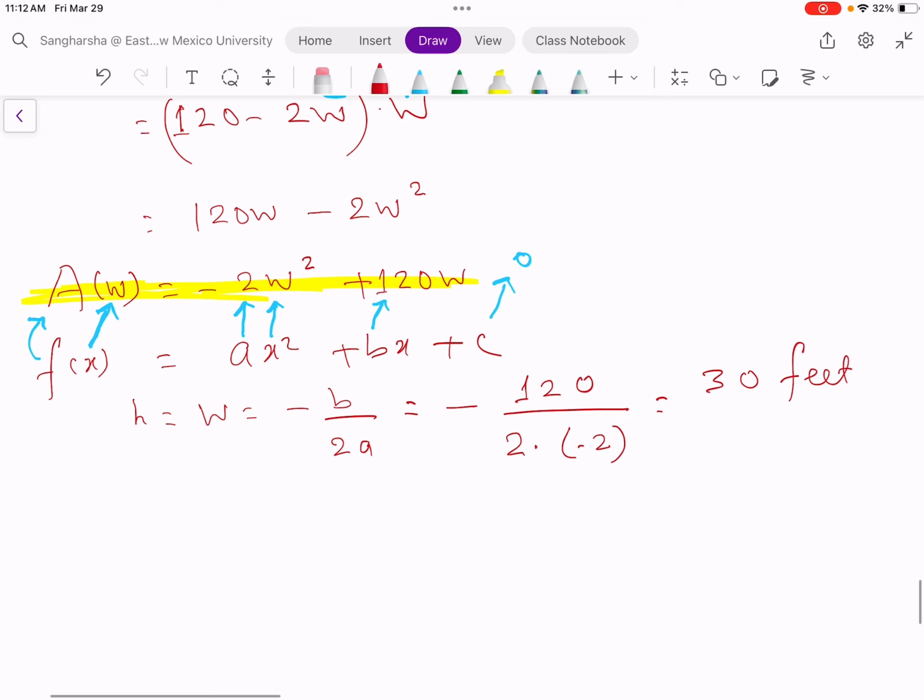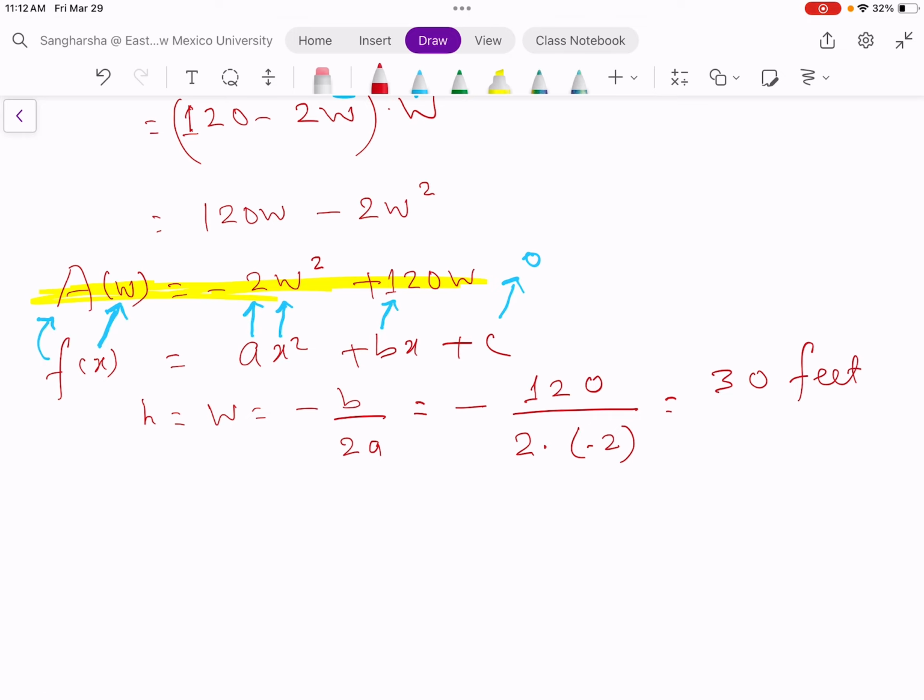Okay, now let's find the y coordinate. Finding the y coordinate of a vertex is the same as finding k. What does k represent in our case? k is the y coordinate, and our y coordinate is area. This area is found when you substitute 30 for w in this function. So we have -2 times 30 squared plus 120 times 30.